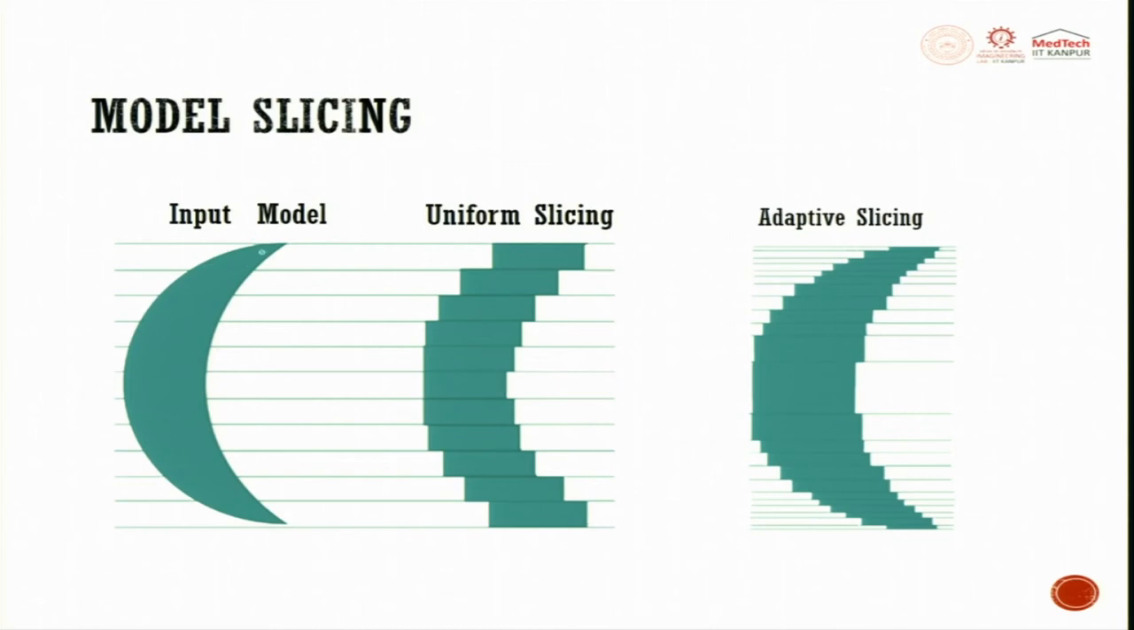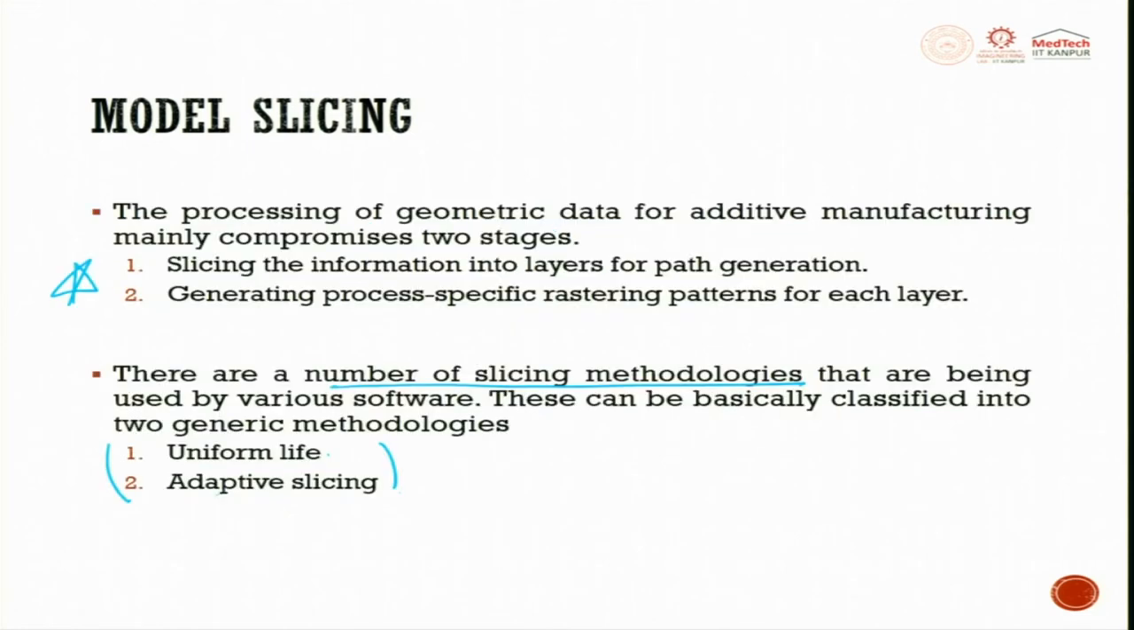Here, whatever might be the curve change, I try to slice it in a very uniform manner, so you get a uniform slice. But when we try to do adaptive slicing, wherever there is a change in geometry more than a particular slope change, we try to slice it. We fix that slope angle, and if it crosses that slope angle, immediately a slice is drawn. So this is called adaptive slicing. So: input model, uniform slicing and adaptive slicing. There are two types of slicing which we saw, uniform and adaptive slicing.